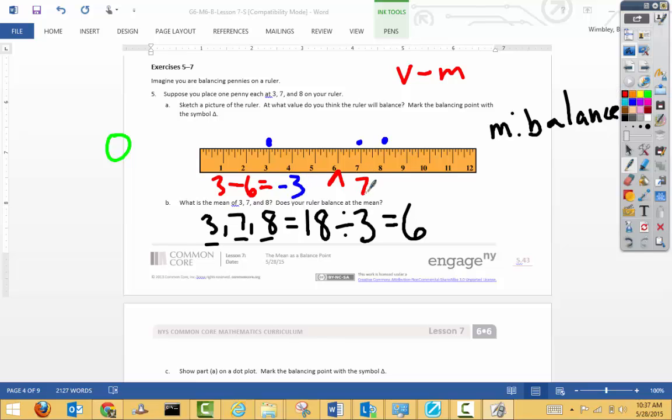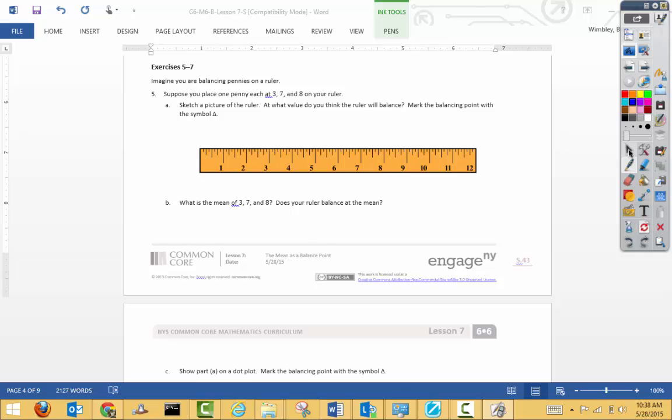Value minus mean equals 1. Value minus mean equals 2. When I add all these up, I have -3 plus 1 plus 2. That equals 0. So it does look like this is my mean. Okay? So now let's go to C.